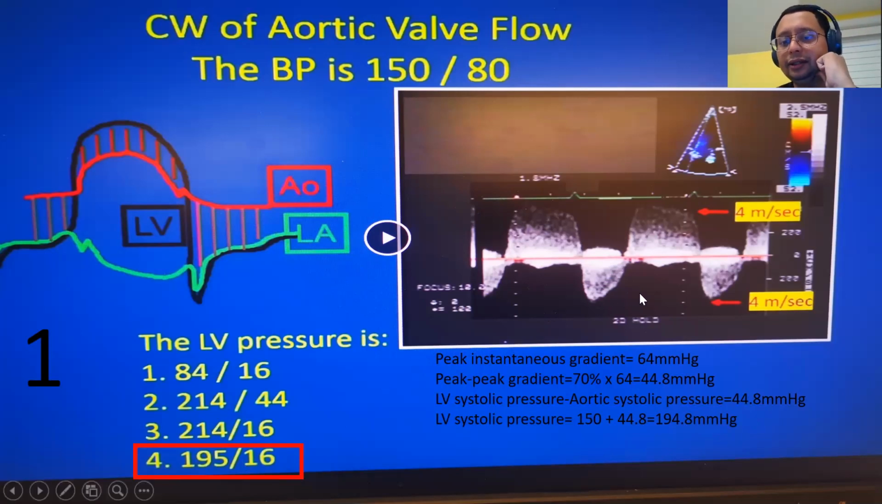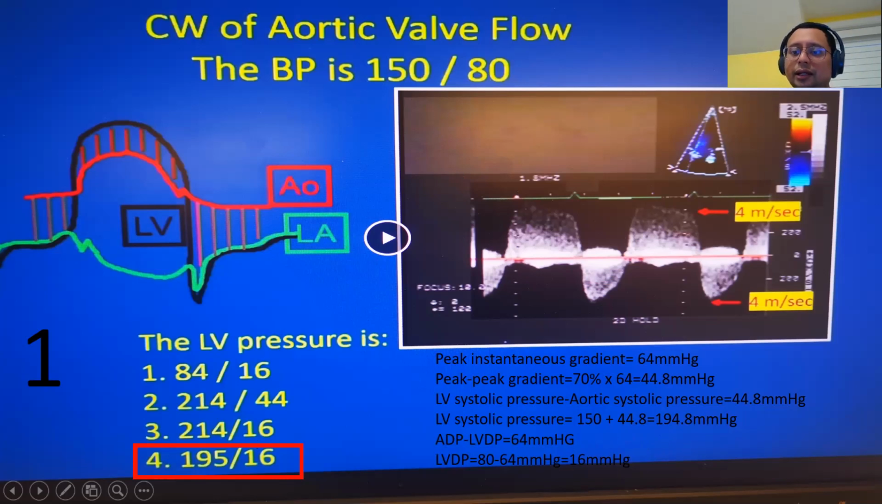So what about the diastolic? Remember, this is the difference in pressure between the aorta during diastole and the left ventricle during diastole. Therefore, aortic diastolic pressure minus the LV diastolic pressure is equal to 64 millimeter mercury. Okay, we just rearrange the equation. LV diastolic pressure is equal to 80, which is the diastolic aortic pressure, minus 64, which is 16 millimeter mercury. So as you can see, we can get the answer 195 over 16.